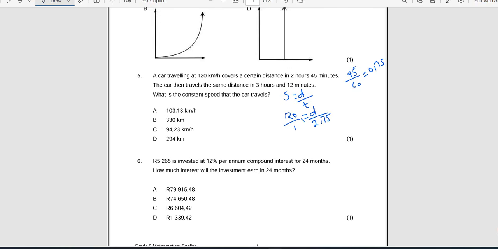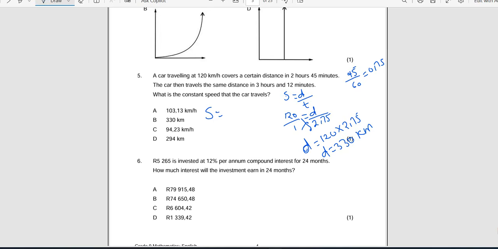And then from there we cross multiply, and D is going to be 120 times 2.75, and then our distance is going to be 330 kilometers. But the question asks us to look for a speed. Because we have D, now we are looking for speed.